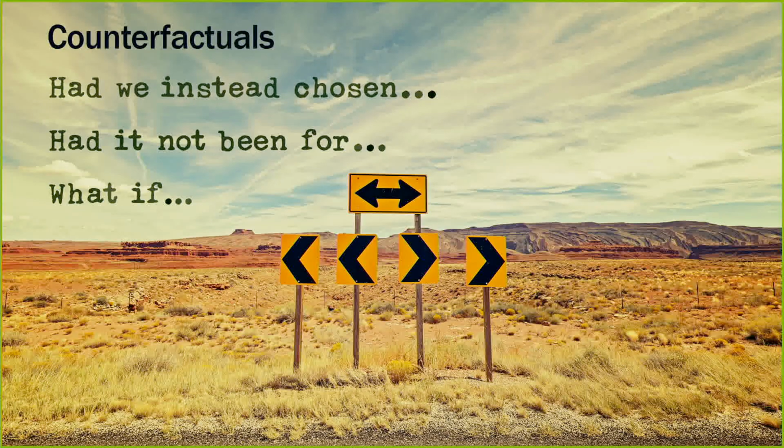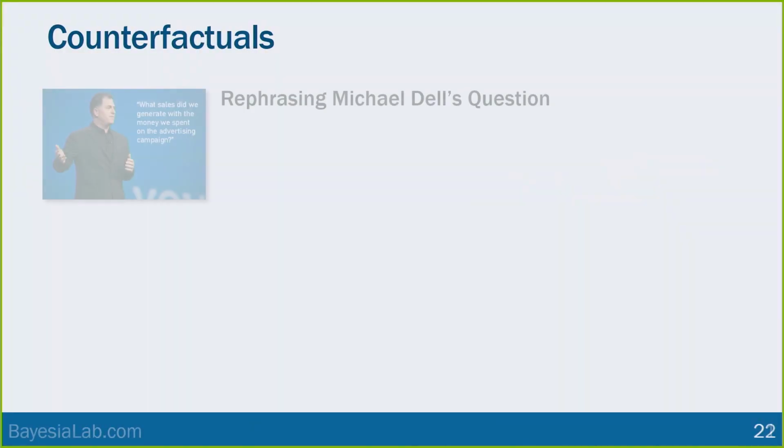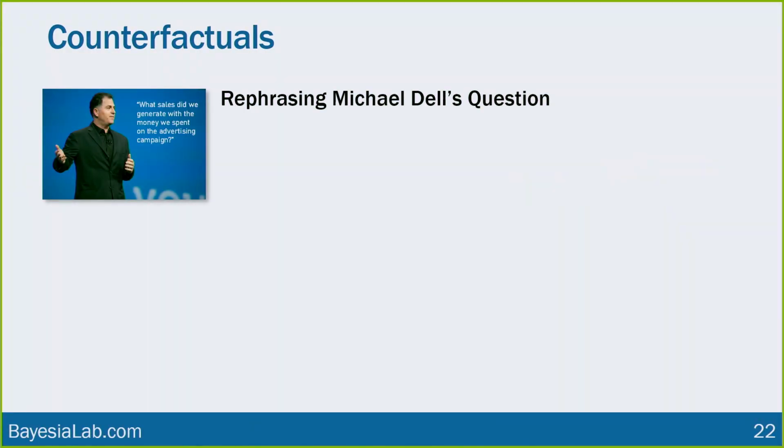So for instance, I could have turned left when I actually turned right, or I could have scheduled this webinar for tomorrow, but we're doing it today. In that sense, these counterfactuals are not just possibilities, but very realistic alternatives. And against that notion of counterfactuals, I now want to rephrase Michael Dell's earlier question.